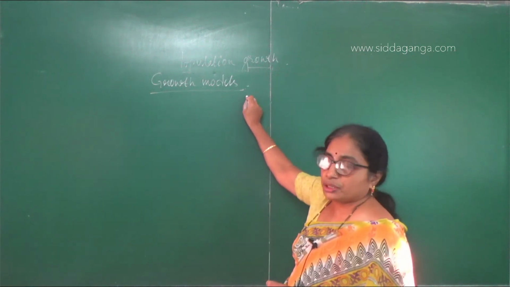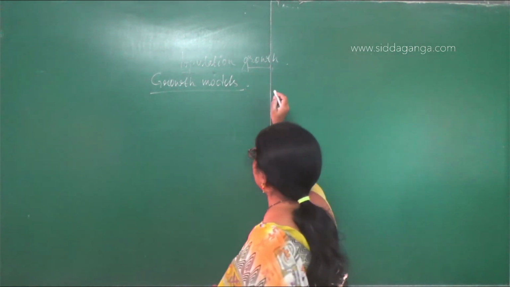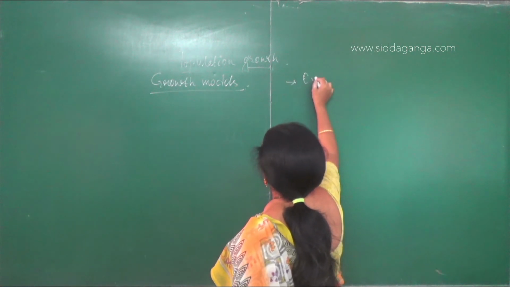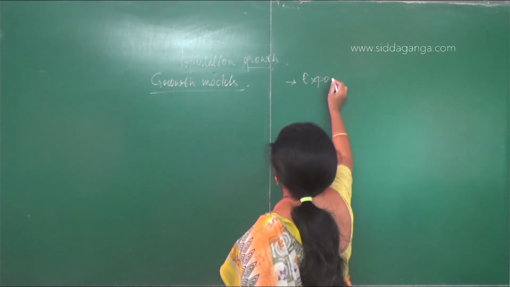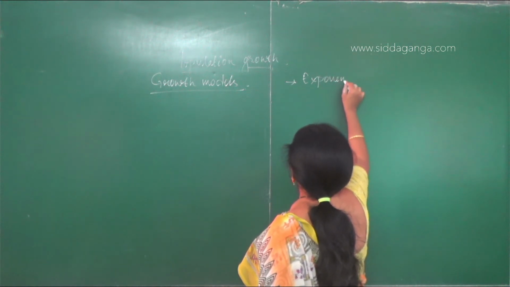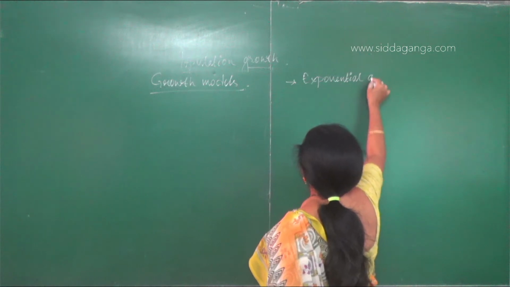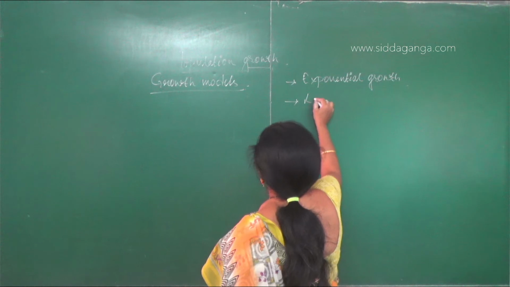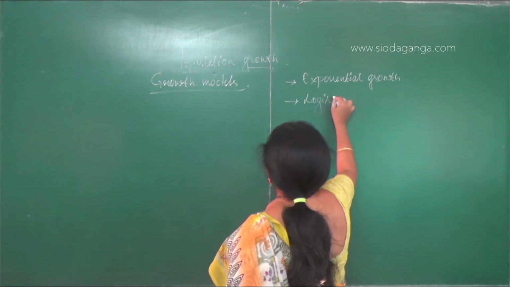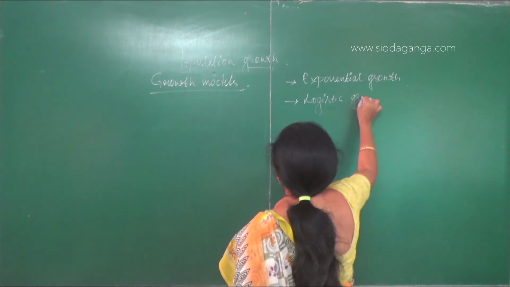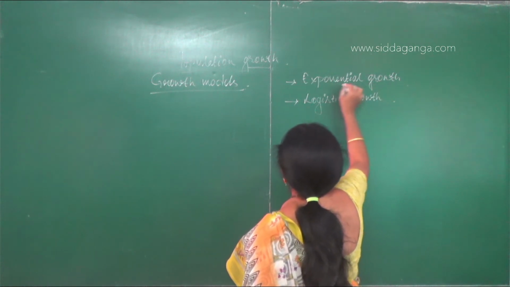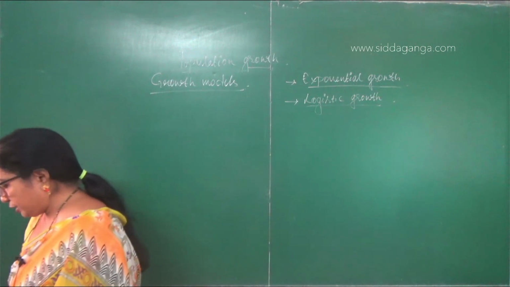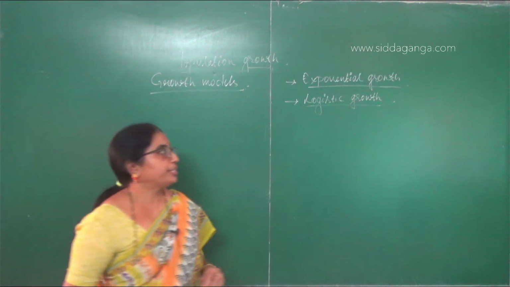And these growth models, we usually have two different types. One is called the exponential growth model, and the other is called logistic growth. Exponential growth or the logistic growth.